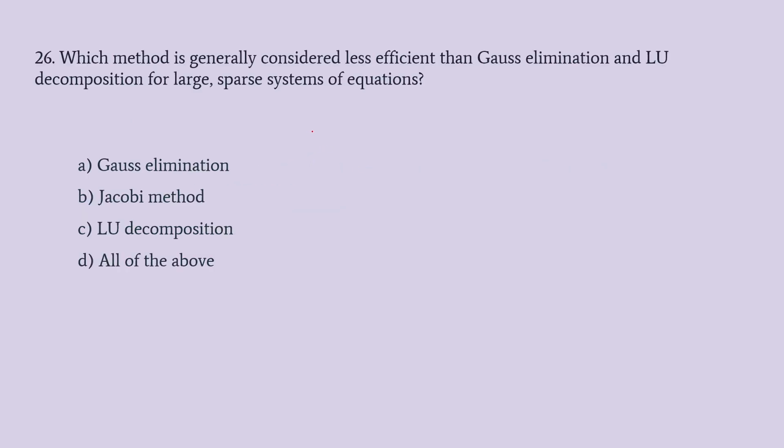Next question. Which method is generally considered as less efficient than Gauss elimination and LU decomposition for large sparse system of equations? Options are option A Gauss elimination, option B Jacobi method, option C LU decomposition, option D all of the above. This is again a simple question. The only option left from the question itself is Jacobi method. Option B.